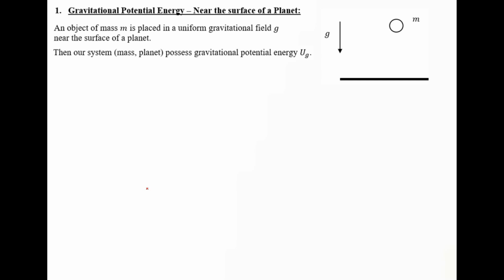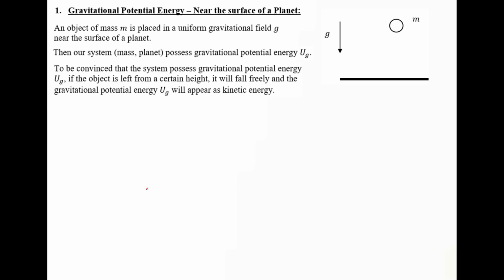Now why is it healthy to discuss gravitational potential energy? Because in the previous class we mentioned that the gravitational force is a conservative force, which means that it would be associated with potential energy, known as the gravitational potential energy U_G. To be convinced that the system indeed possesses energy: if the object is left from a certain height it will fall freely, and the gravitational potential energy would be converted to kinetic energy under the action of the force of gravity, which is a conservative force.